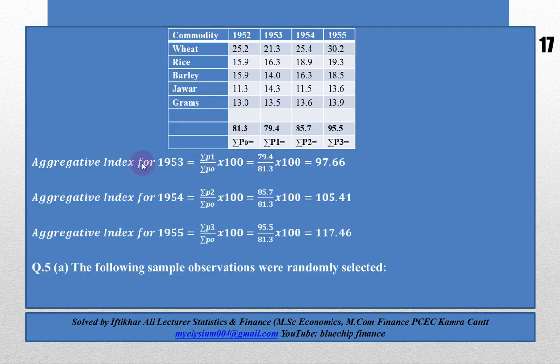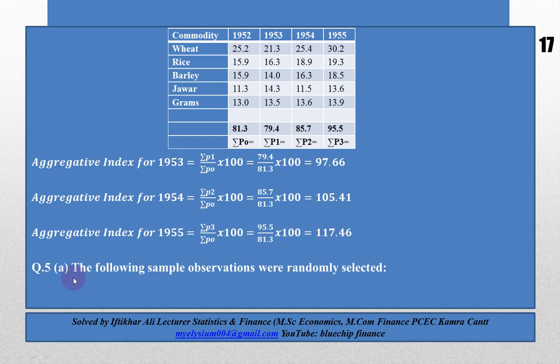For 1953 it will become sum of P1 over P0 multiplied by 100. For 1954 it will become sum of P2 over P0 multiplied by 100, and for 1955 it will become sum of P3 over P0 multiplied by 100. So after putting the values into these formulas, you can take the answer.